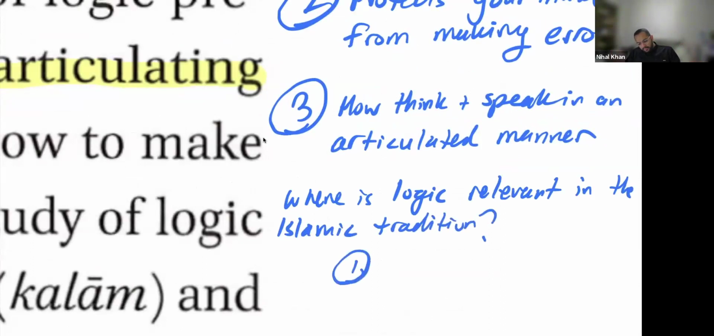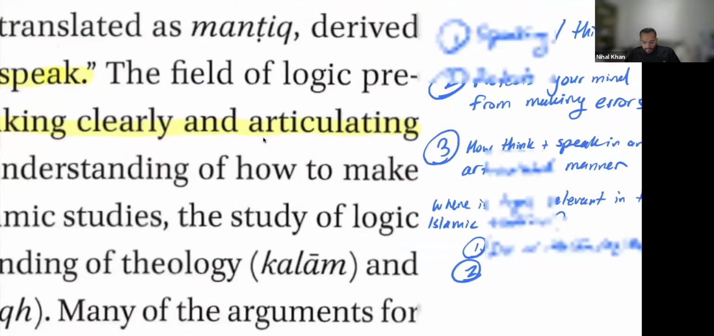Well, number one is ilm al-kalam, AKA aqidah. Ilm al-kalam, actually, aqidah. Number two is what? Usul al-fiqh.